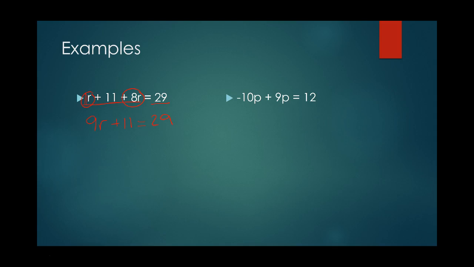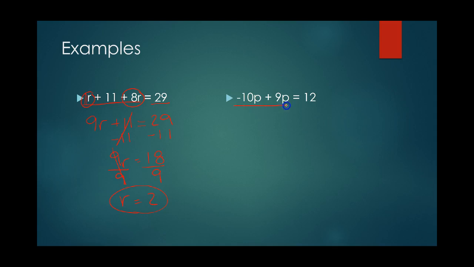Once I took care of step 1 and simplified that left side, I'm now looking at a two-step equation. So I would subtract 11, and then I get 18 on the right. Divide by 9, and I get 2. Not too bad. So let's look at the next one.